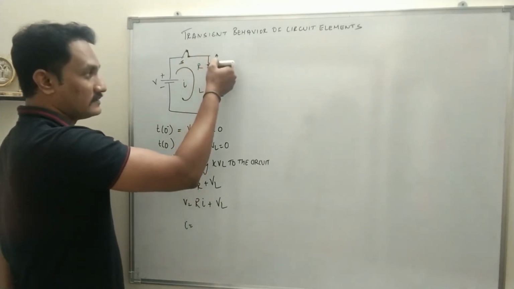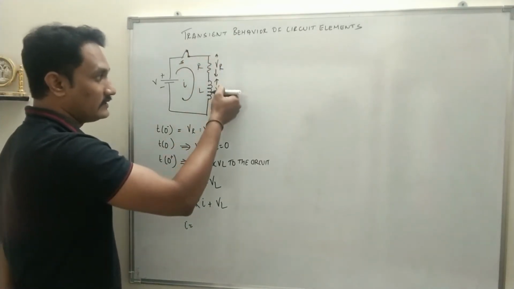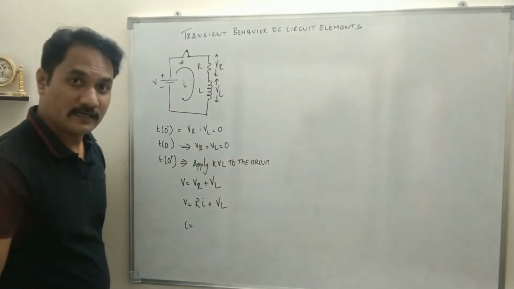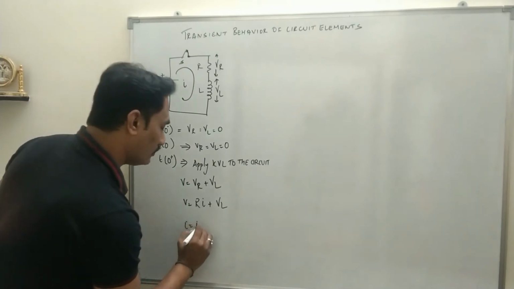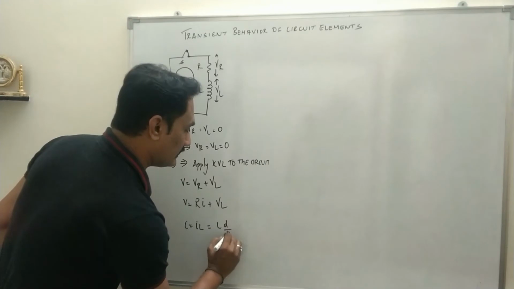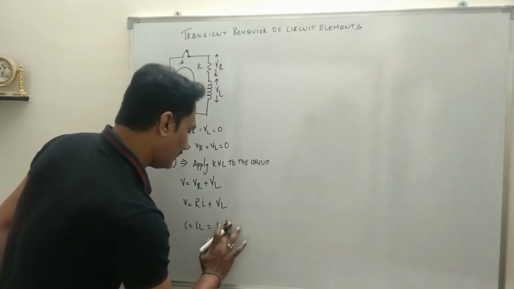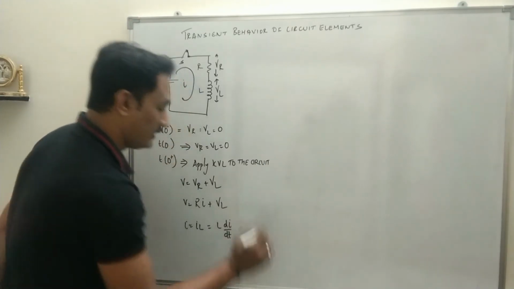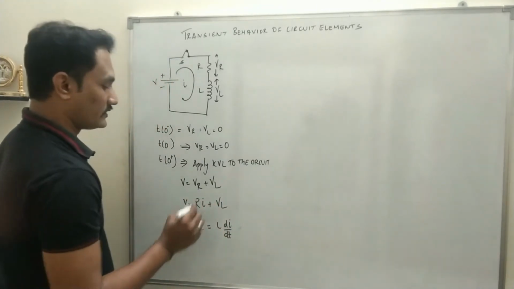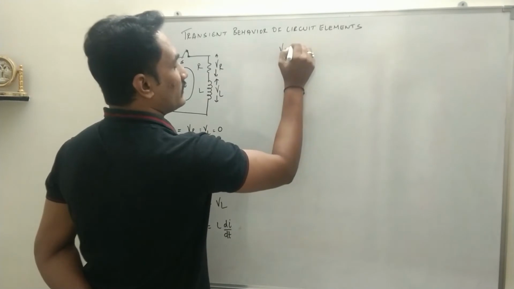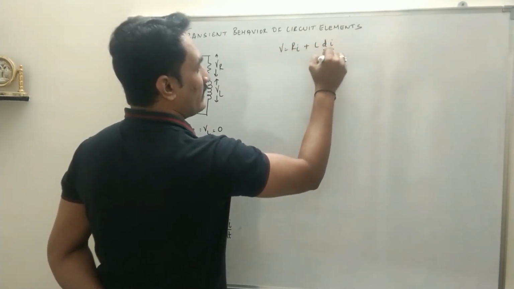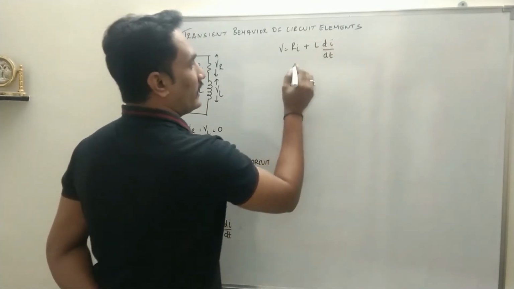As resistance and inductor are connected in series, the current flowing through the resistance, the same current will flow through the inductor also. So i is equal to iL, and v_L is equal to L di by dt. Now substituting this value in the above equation, what we get is V is equal to Ri plus L di by dt.